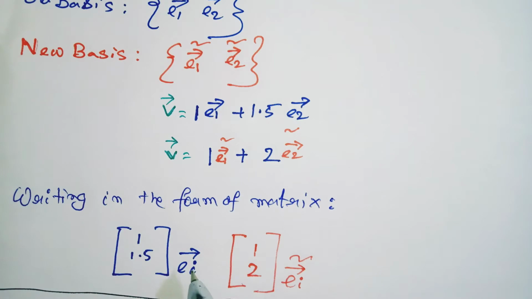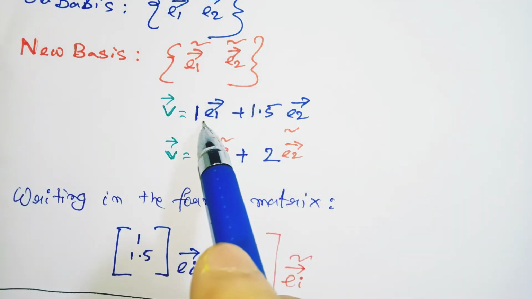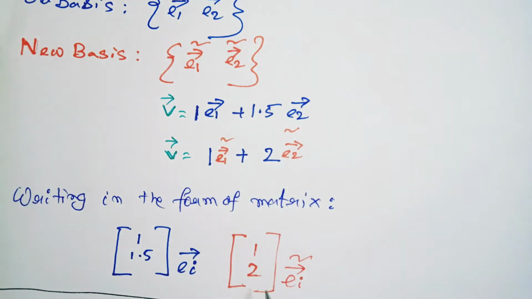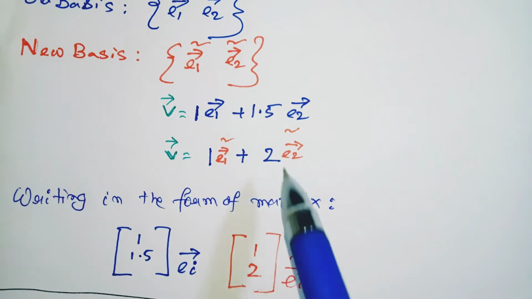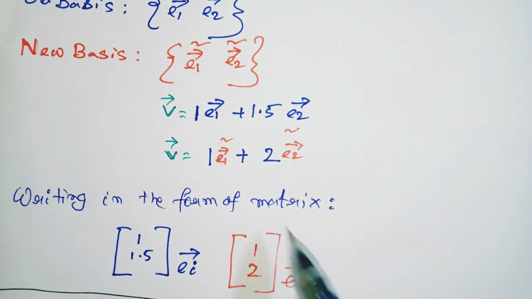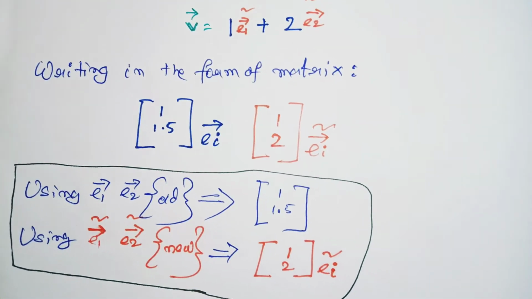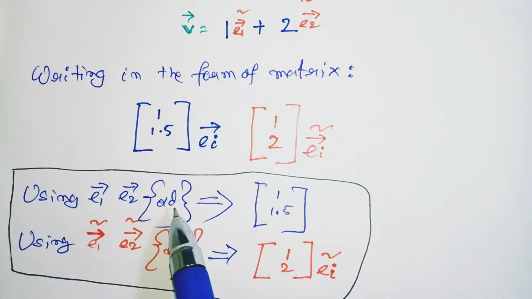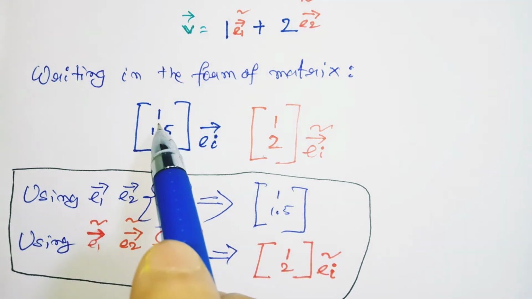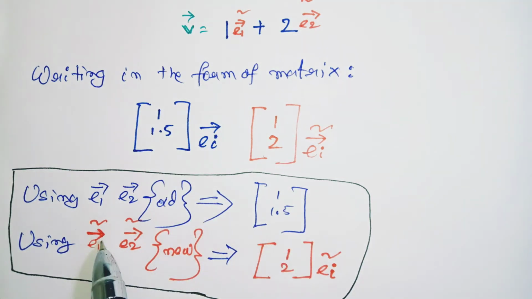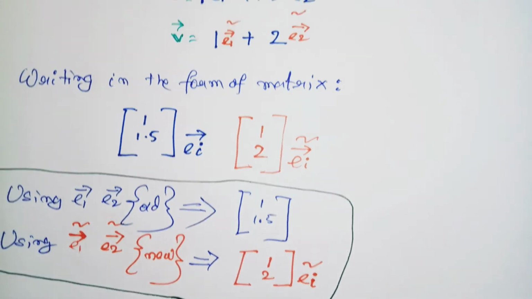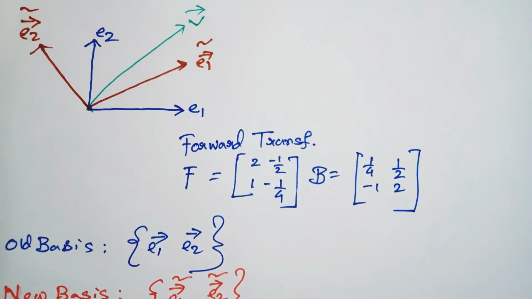So you see we have arrived at Ei using the old basis vectors E1, E2. We have got the values 1 and 2 from the new basis vectors. And I have written below that using E1 and E2, the old basis vectors, we have got these values 1 and 1.5. And using E1 tilde and E2 tilde, that is the new one, we have got 1 and 2, Ei tilde, which is the new one. So this is the first part which I wanted to make clear.